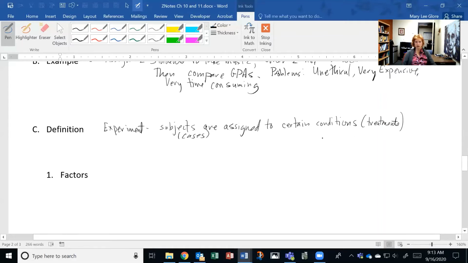We're not just recording, you know, here I take this drug. We're giving them a drug. It's very different. And then we measure and compare a response variable.